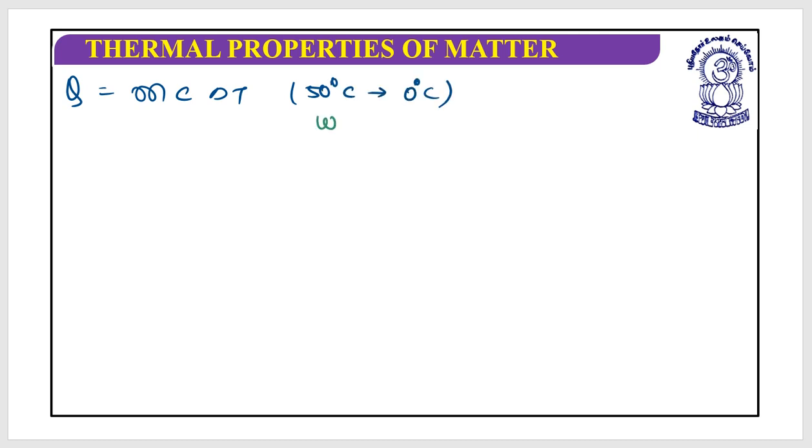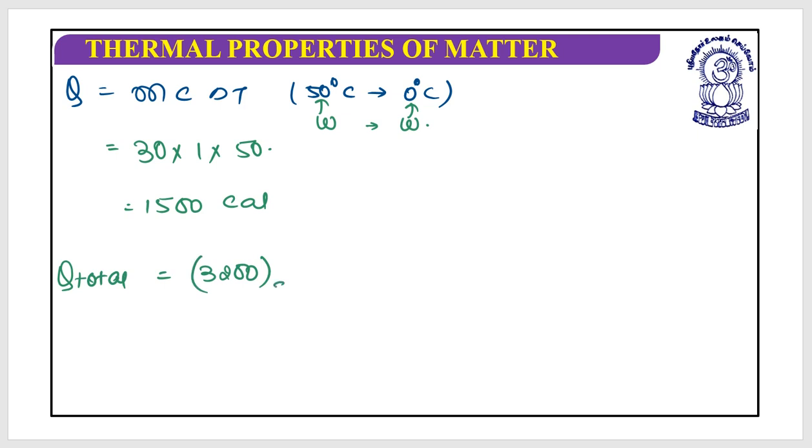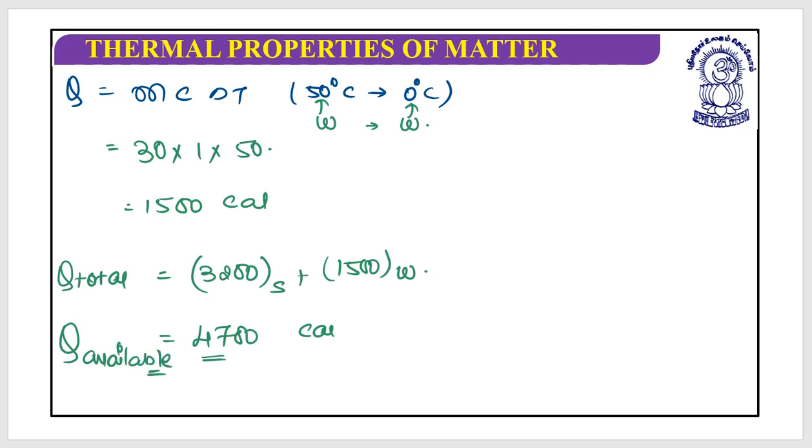Here it was water, even here it is water. So mass is 30 gram, C is 1, delta T is 50. So this is 1500 calorie. Now Q total available by water plus steam, that is this 3200 by the steam plus 1500 by the water. So the total amount of energy is 4700 calorie. This is Q total that is available to do the task.